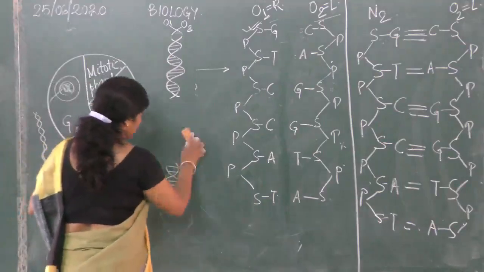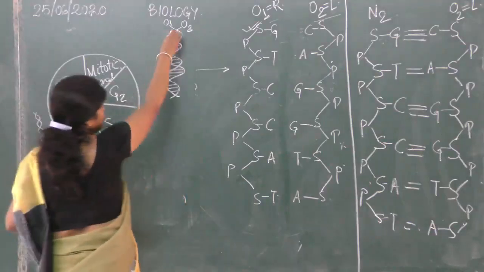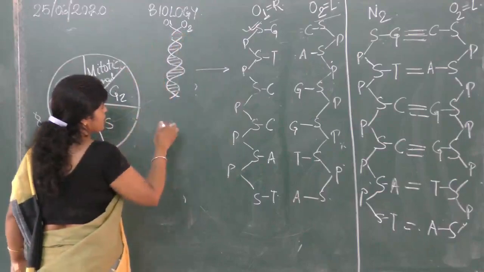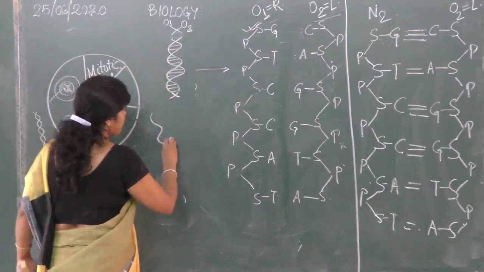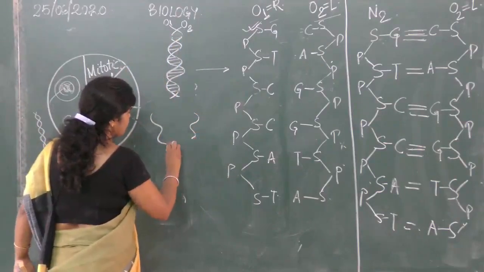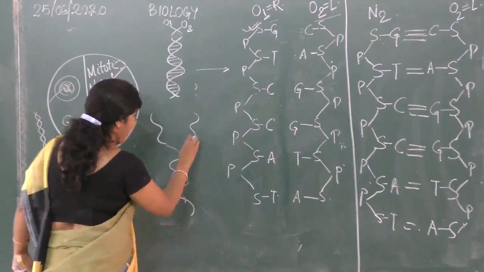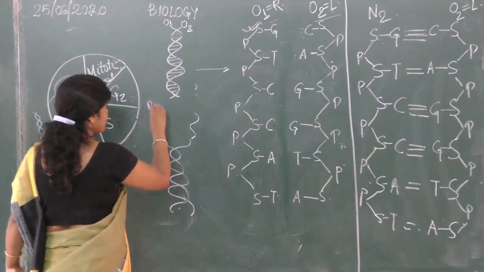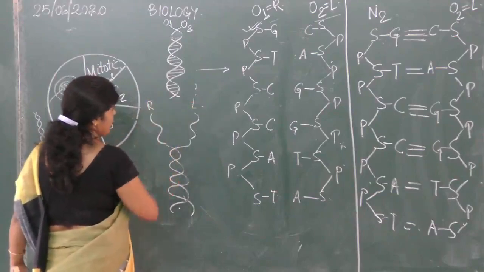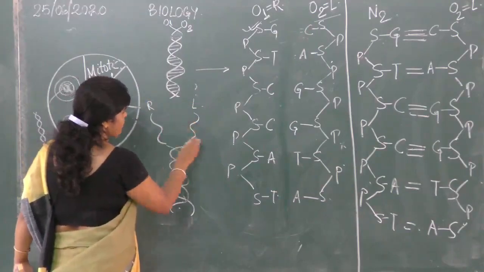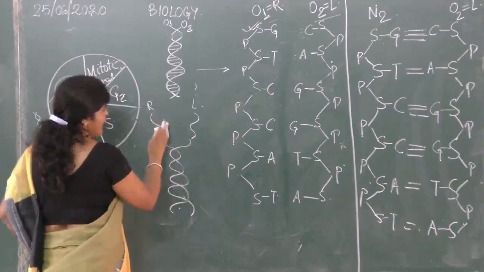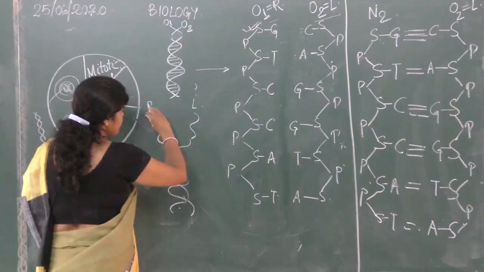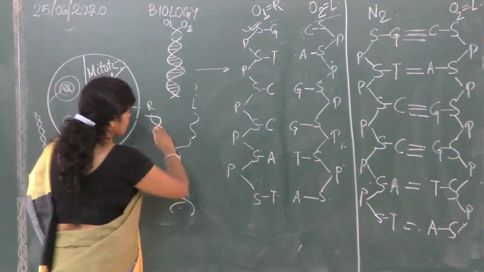What did I tell you? Like here there are hydrogen bonds. Now the hydrogen bonds break, not all at once. Suppose this is the right strand and this is the left strand. Is it clear? And the hydrogen bond has broken, and as they separate, a new strand formation will start.